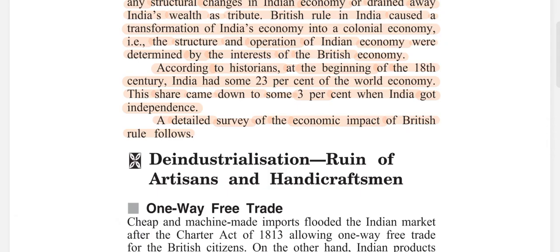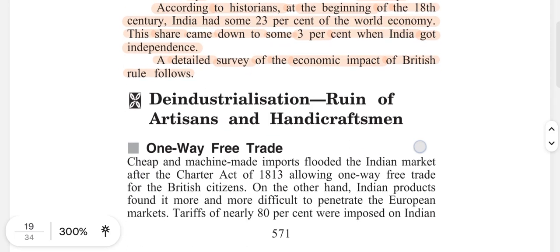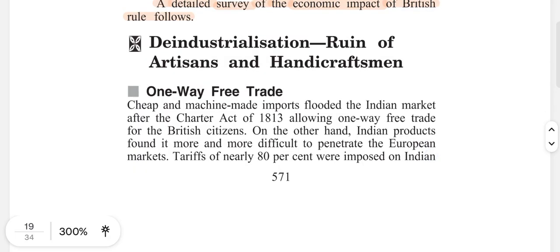According to historians, at the beginning of the 18th century, India had some 23% of the world economy. This share came down to some 3% when India got independence. A detailed survey of the economic impact of British rule follows. Deindustrialisation, ruin of artisans and handicraftsmen, one-way free trade: cheap, machine-made imports flooded the Indian market after the Charter Act of 1813, allowing one-way free trade for British citizens. On the other hand, Indian products found it more and more difficult to penetrate the European markets.